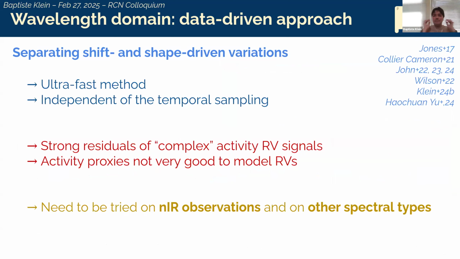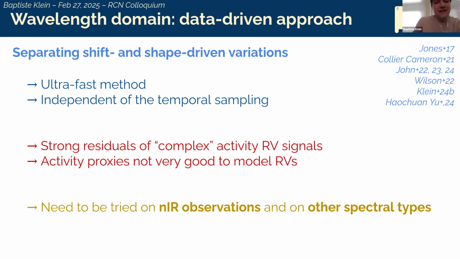If I do a little temporary summary for this data-driven method, this method is ultra fast and it's absolutely independent from the sampling that you use. So it can be a very good way to filter stellar activity when you don't have a very good sampling of your signal. But on the other hand, you know that we're not filtering everything. So that's just the problem to keep in mind. It hasn't been tried a lot on very different spectral types yet, like M dwarfs, pre-main sequence stars, and it's really worth trying. And also it's worth trying that on different wavelengths, typically in the near infrared. That could be very interesting.